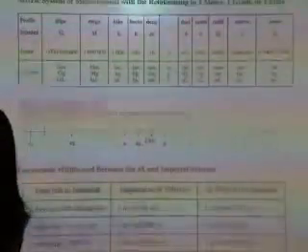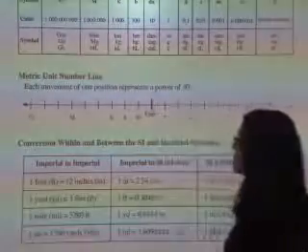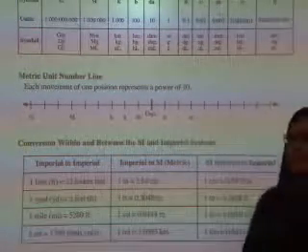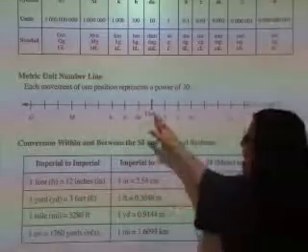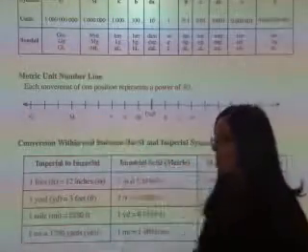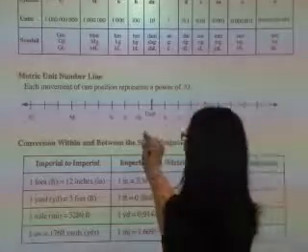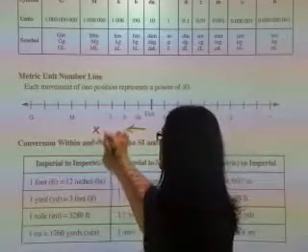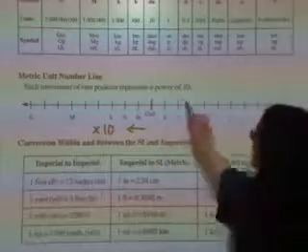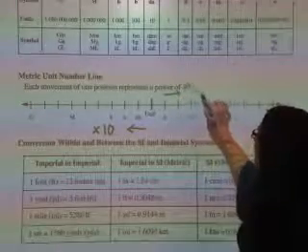So if we're using a metric number line, as we move through the number line, it's a power of 10. As I go upwards, I multiply by powers of 10. So as I move this way, I would be multiplying by powers of 10. As I move this way, I would be dividing by powers of 10.